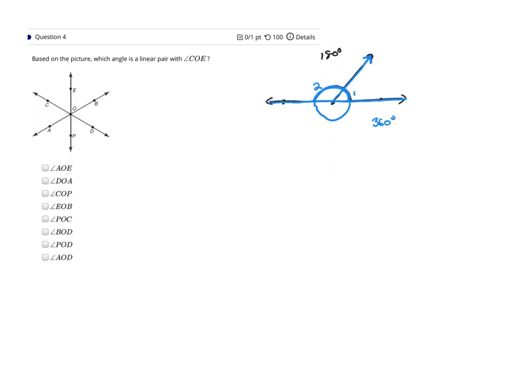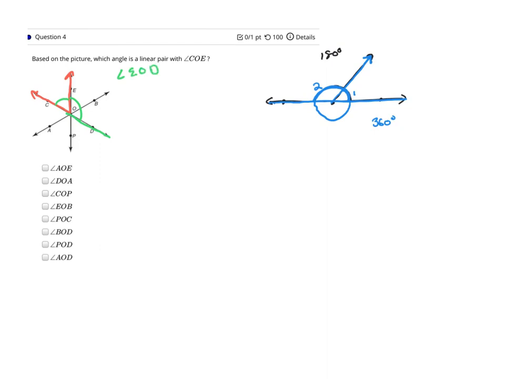Now, when we look at the drawing over here, in order to figure out my linear pair, the first thing I'm going to do is outline the angle that is asking for the linear pair. In this case, it's angle COE. There are actually two separate correct answers, but probably only one of them will be listed. If I extend this line here, this angle is a linear pair with this one. So angle EOD would be one option.